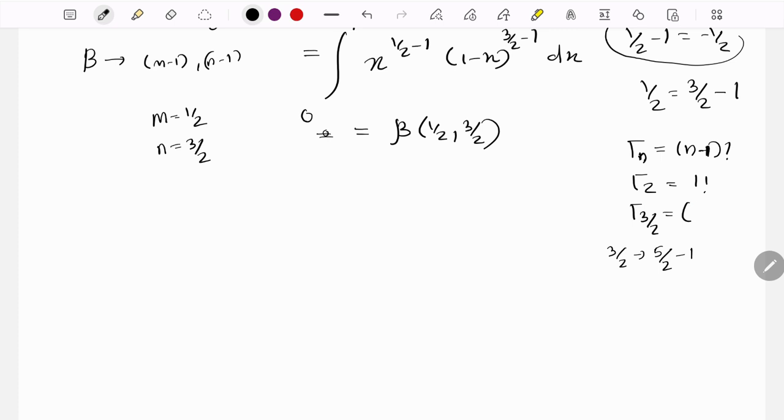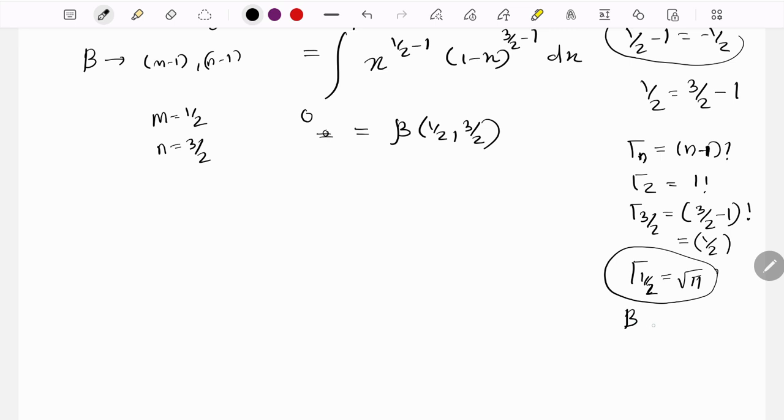Sorry, n minus 1 factorial, that is gamma of 3 by 2 means 3 by 2 minus 1 factorial. 3 by 2 minus 1, that is 1 by 2. We will discuss this gamma function in the next video. So, here gamma of 1 by 2 is equal to root pi.